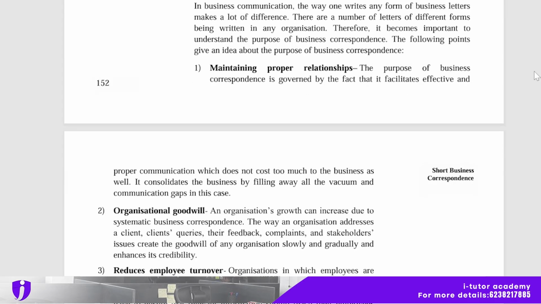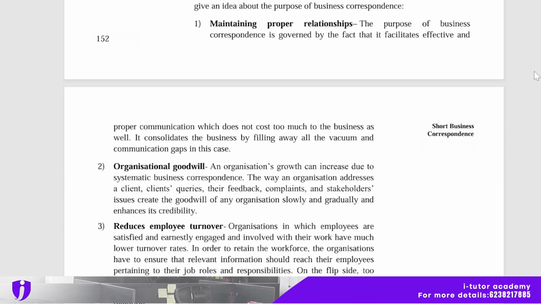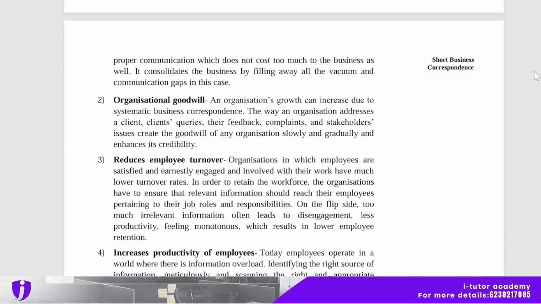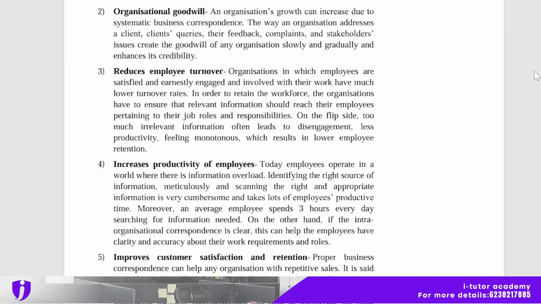The following points give an idea about the purpose of business correspondence. First one is maintaining proper relationships. The purpose of business correspondence is governed by the fact that it facilitates effective and proper communication which does not cost too much to the business as well. Next, organizational goodwill. An organization's growth can increase due to systematic business correspondence. The way an organization addresses clients' queries, feedback, complaints, and stakeholders' issues creates goodwill for the organization slowly and gradually and enhances its credibility.